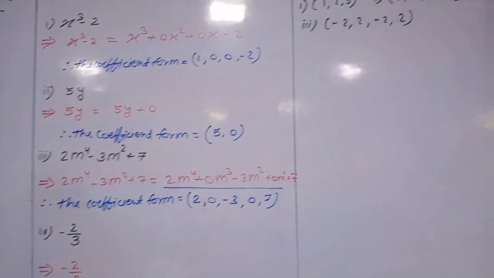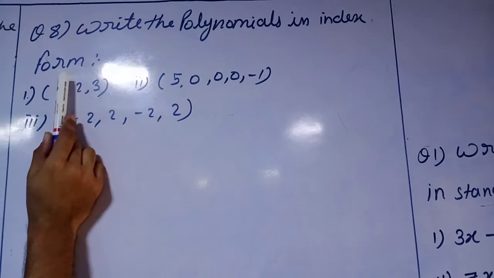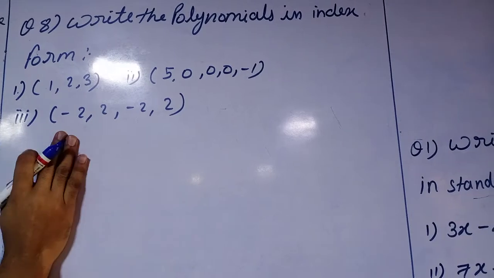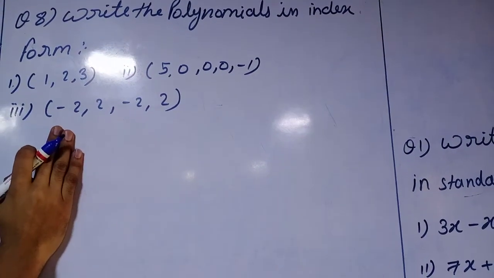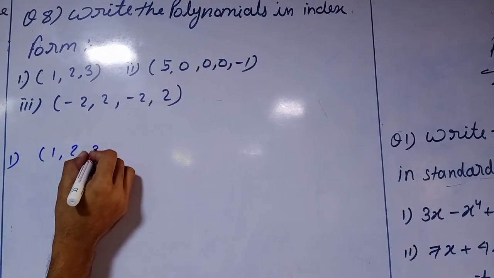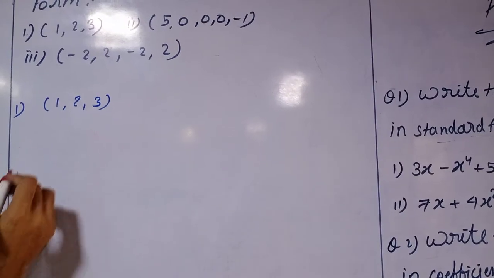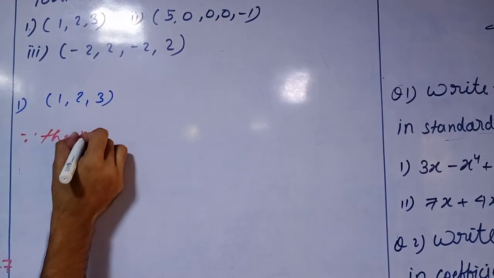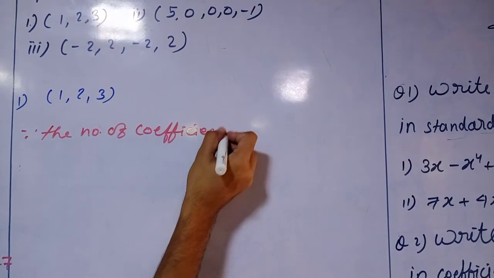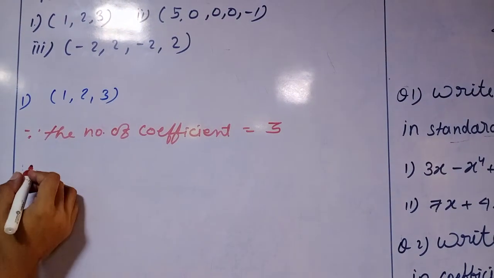Now move to the next question, that is, write the polynomial in index form. Here we have the question in coefficient form, which we found in the earlier sum. So let's start. Here we have 1, 2, 3, the coefficients. So the number of coefficients is 1, 2, 3, that is 3.